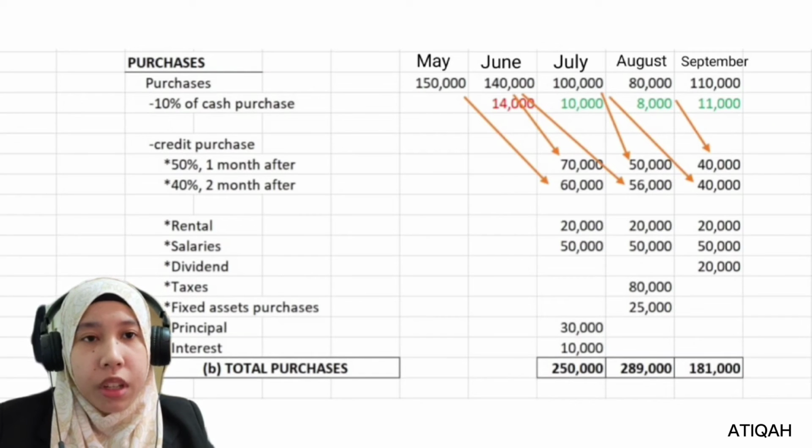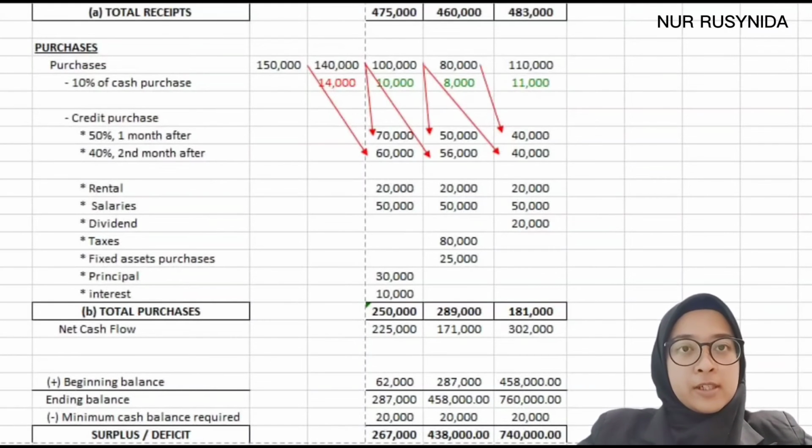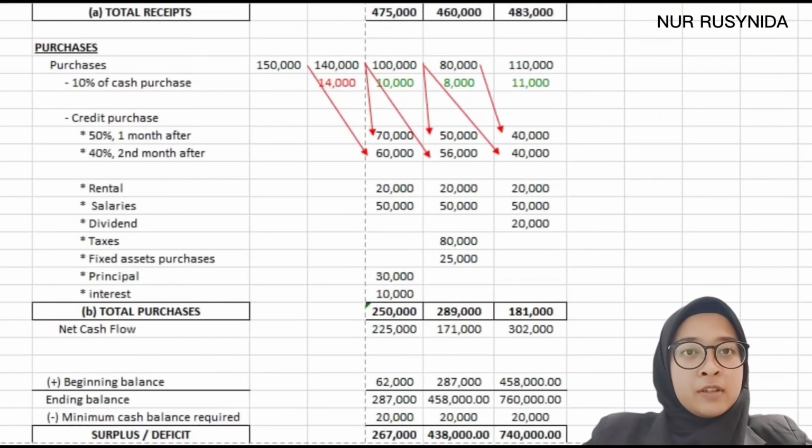Lastly, total up the purchases and then we will get 250,000 ringgit in July, 289,000 ringgit in August, and 181,000 ringgit in September. After we calculate all the purchases, we will have to find the net cash flow by subtracting total purchases from total receipt for each month. For example, RM 475,000 minus 250,000 equals RM 225,000 for July, RM 171,000 for August, and RM 302,000 for September.